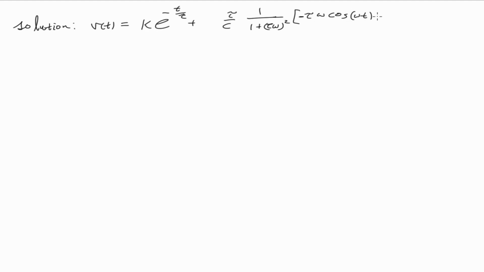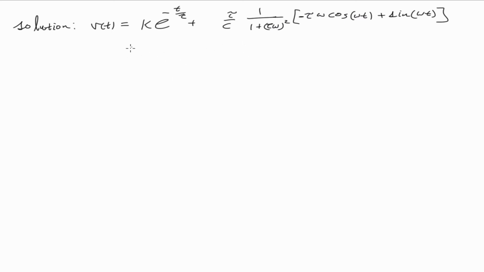So our solution, we're going to get v of t is equal to k e to the negative t over tau plus tau over c times 1 plus tau omega quantity squared, all times negative tau omega cosine omega t plus sine omega t. Okay, so that's a very acceptable answer.